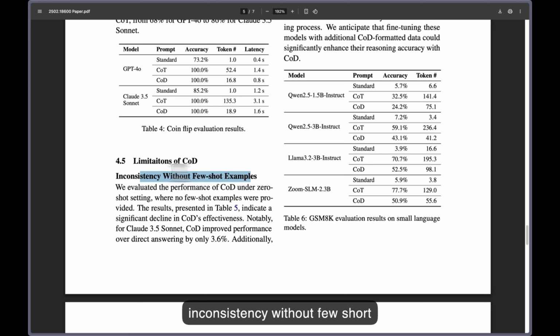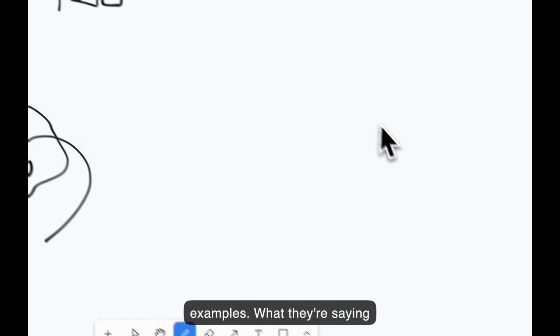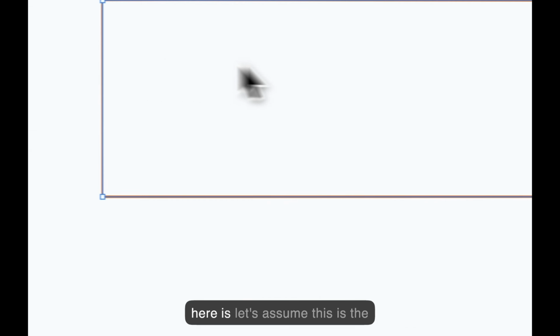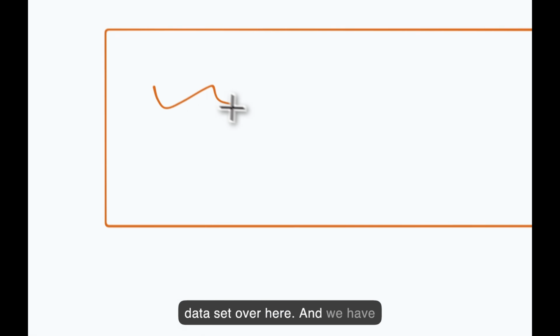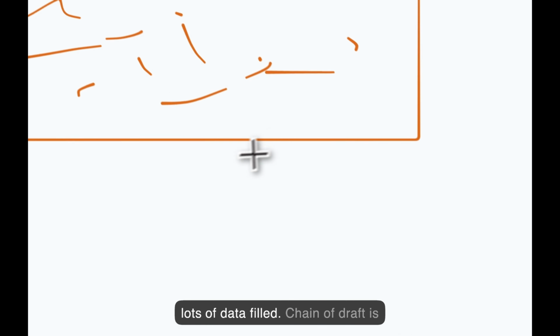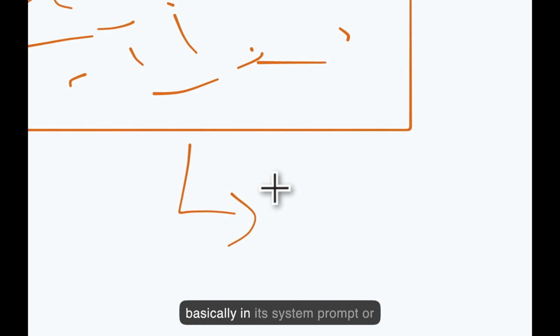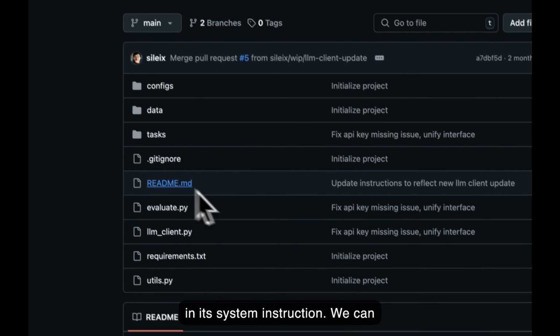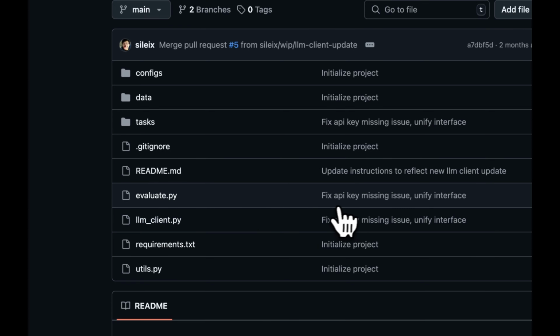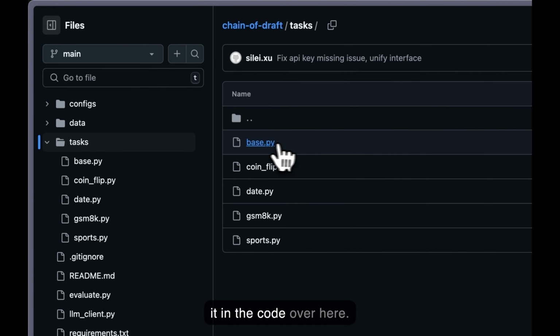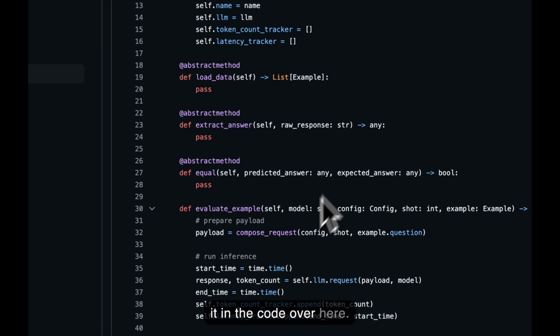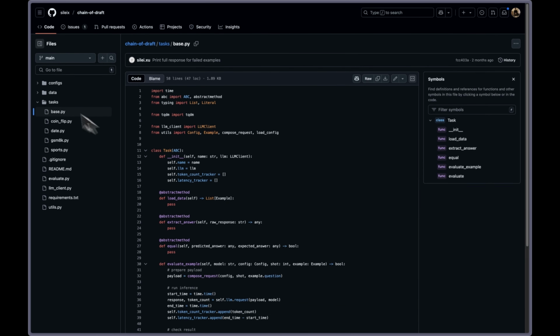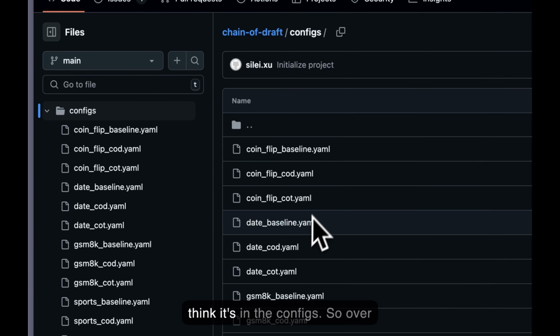without few-shot examples. What they're saying over here is, let's go to a fresh slide. Let's assume this is the data set over here, and we have lots of data filled. Chain of draft is basically in its system prompt, or its system instruction. We can maybe see it in the code over here. Okay, I think it's in the configs. Yeah.